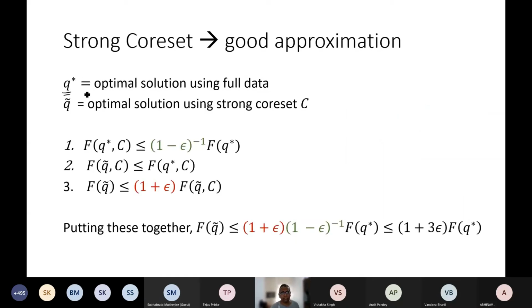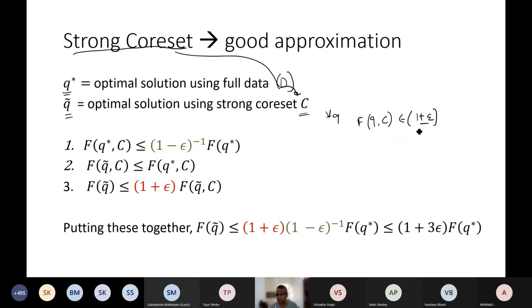Suppose Q star is the optimal solution calculated on the full data D. Think about the optimal k-means solution; always keep one of the concrete examples in your mind. Q tilde is the optimal solution using the coreset C. Basically, the k-means solution on the coreset C. Now we have the following guarantees. C is a strong coreset, which is what we call it when, for all Q, f of Q on C is within 1 plus or minus epsilon of f of Q on the full data. I'll write this without the implicit D, for the interest of time. Because of this, f of Q star on C is within 1 over 1 minus epsilon of f of Q star calculated on the full data. You just plug in Q equal to Q star.